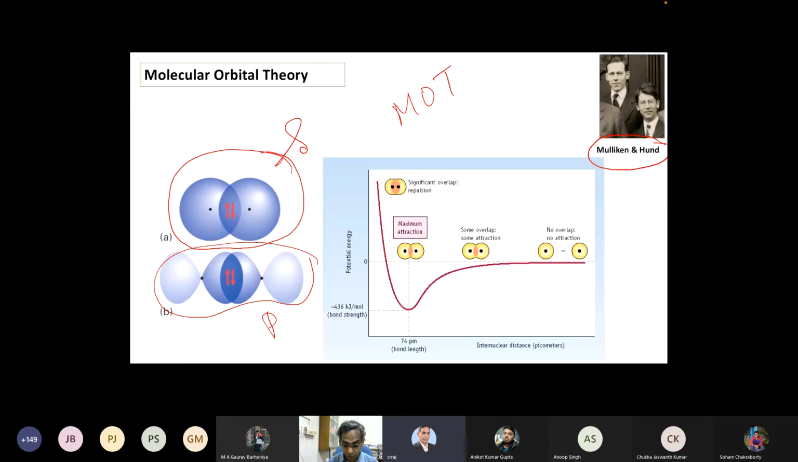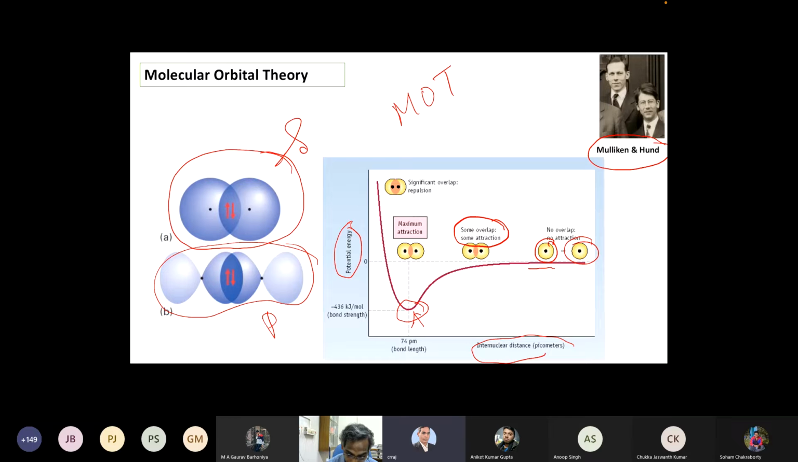If you draw the diagram this way, say for example, potential energy versus internuclear distance, how do I do that? I bring two hydrogen atoms close to each other, reducing the interatomic distance. At one stage, they start overlapping with each other. The s orbital is there in the hydrogen atom, and it starts to overlap. Some attraction is taking place. Now, as I follow the potential energy, at one point there is a minimum, what we call the potential well, right?